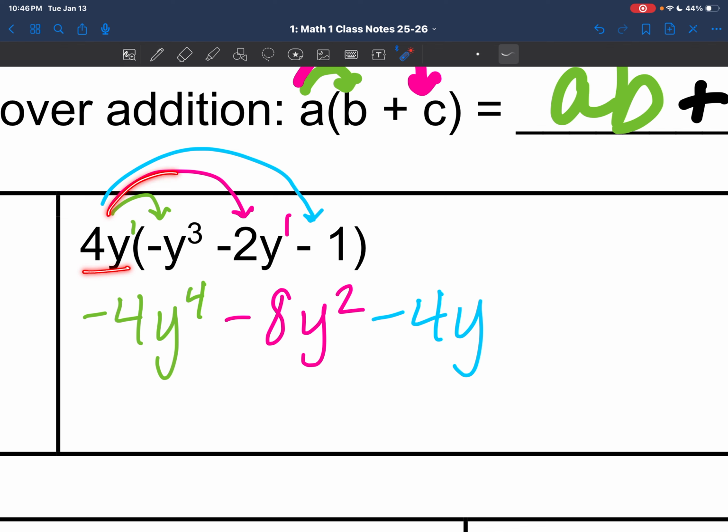Take this times this. So 4 times negative 2 gives you negative 8. And then y to the first and y to the first give you y squared. And then take this term times negative 1. So 4 times negative 1 gives you negative 4, excuse me. And then since we don't have any other y's here, we just write y. And then we can't combine any, there aren't any like terms. So that's as low as you can go.